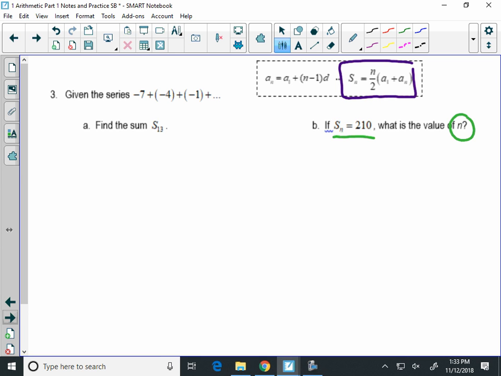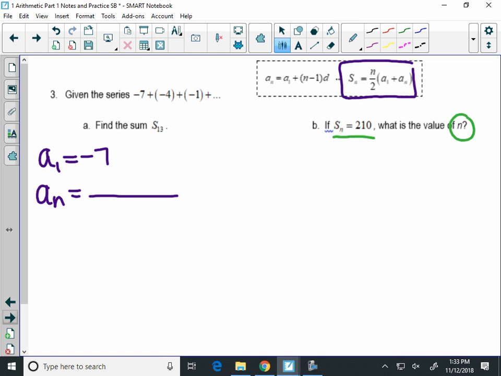Do I know a sub 1? Do I at least know the first term in this pattern? Yeah, I know it's -7. Do I know a sub n? Do I know the nth term, the last term I added up? No, that's the problem. I don't know what a sub n is. I don't know what that number is.